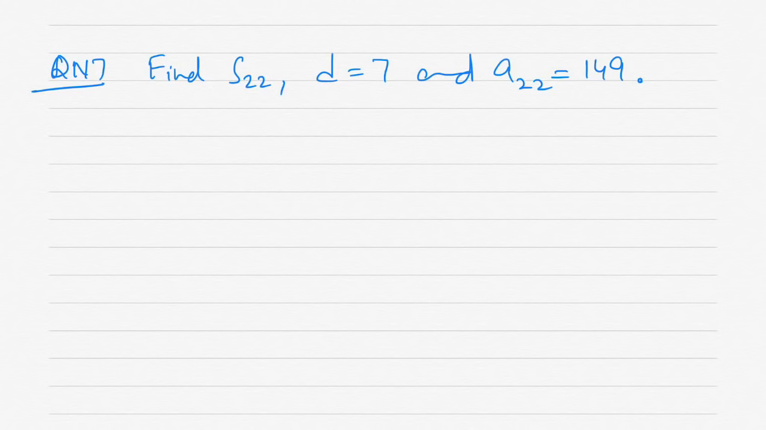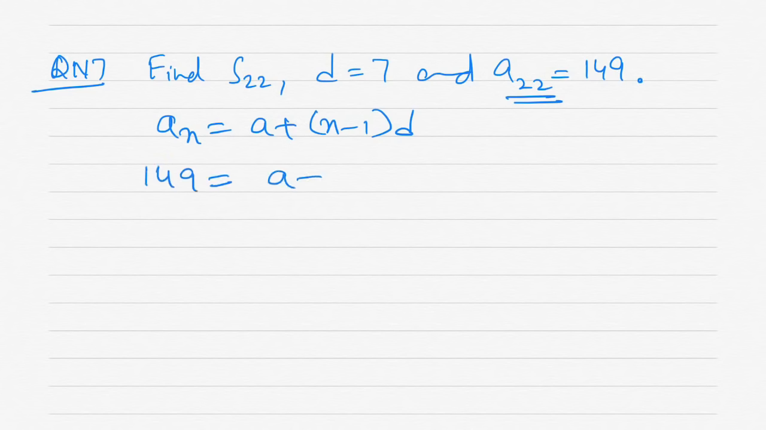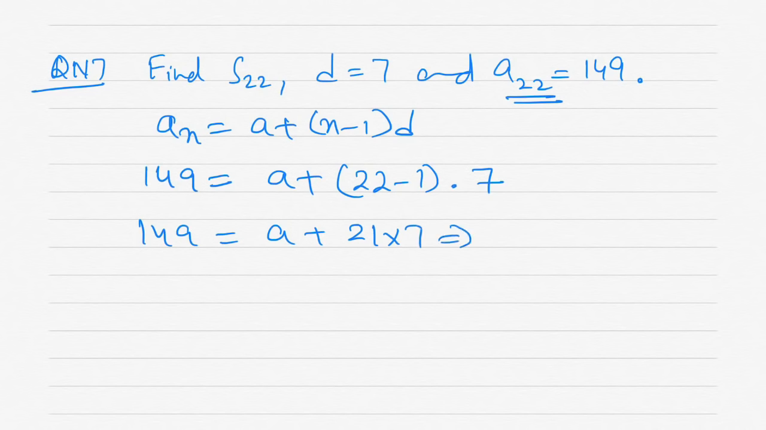Let us find the sum of 22 terms when the common difference is 7 and the 22nd term is 149. Let us write the information. The common difference d is 7. a22 is 149 and we have to find S22. Now let us start with the given information. an is equal to a plus n minus 1 into d. Now what is an? a22. So 149 is equal to a, I don't know, plus what is n? 22 minus 1, and what is d? 7. So 149 is equal to a plus 21 into 7. So a is equal to 149 minus, when you multiply 21 by 7 you will get 147. So here the value of a is 2.